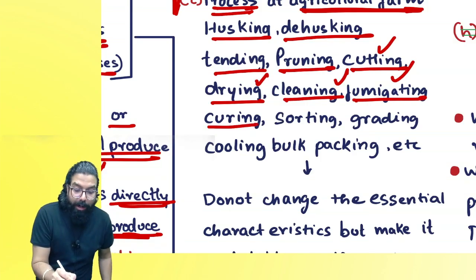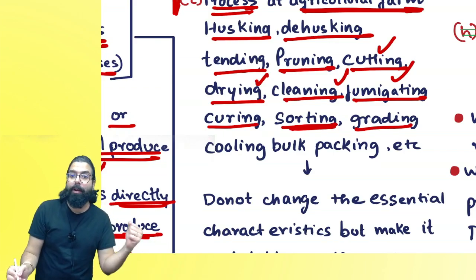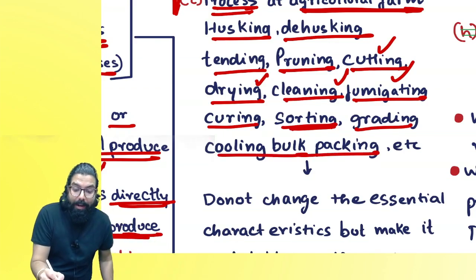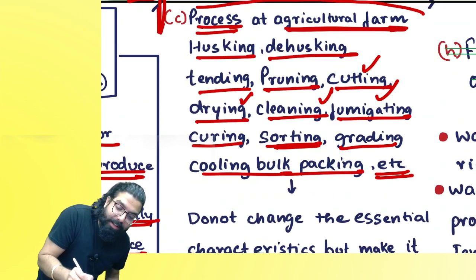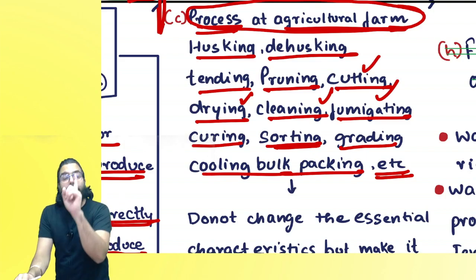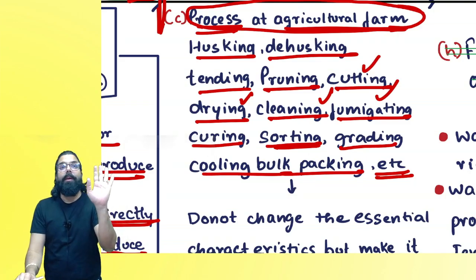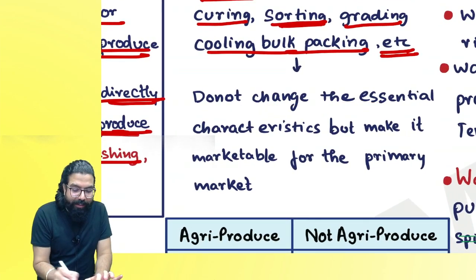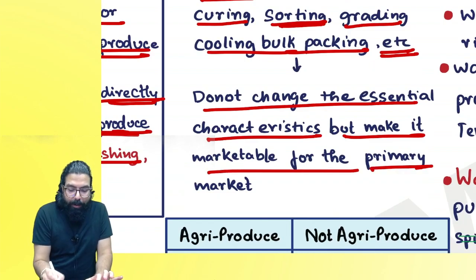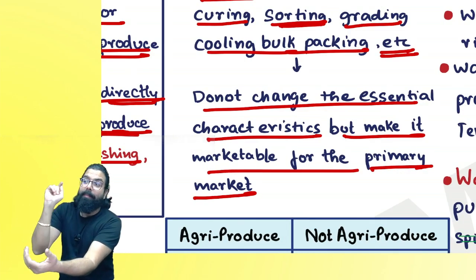Then curing. I called someone to do sorting, grading, A grade, B grade, etc. For cooling, bulk packing, etc., if I call someone, always remember, all these processes at an agricultural farm, if the process results in agricultural produce remaining agricultural produce only, then this process will be exempted. Always remember, processes which do not change the essential characteristic but make it marketable for the primary market will always be exempted.